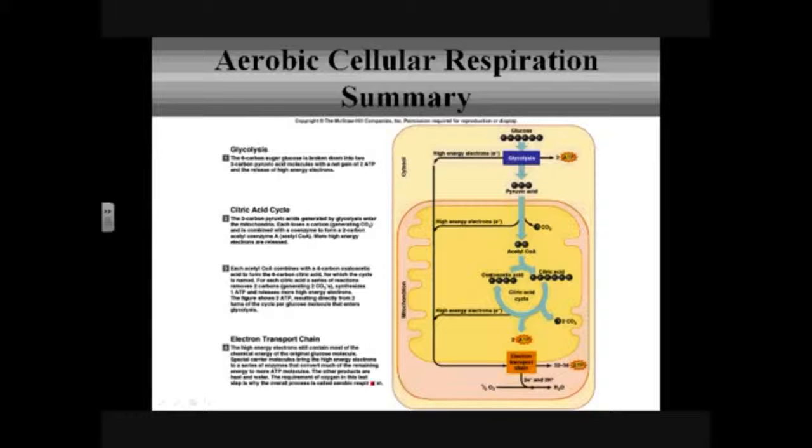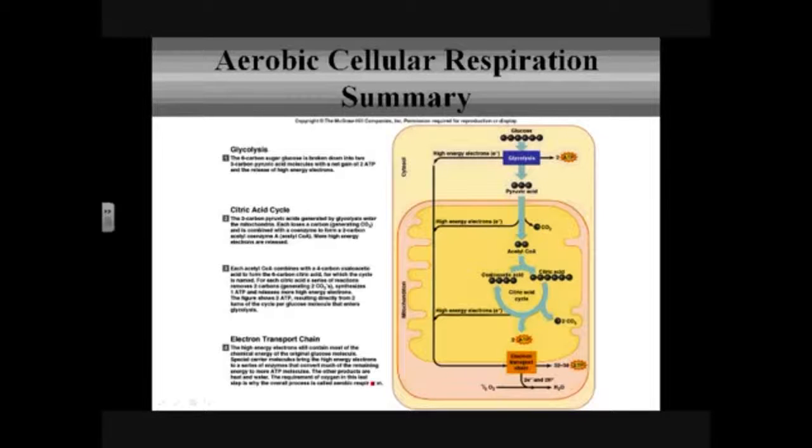It says, glycolysis, the 6-carbon sugar glucose is broken down into 2 3-carbon pyruvic acid molecules with a net gain of 2 ATP and the release of high-energy electrons. Citric acid cycle, the 3-carbon pyruvic acids generated by glycolysis enter the mitochondria. Each loses a carbon, generating CO2, and is combined with a coenzyme to form a 2-carbon acetyl coenzyme A, or acetyl-CoA. More high-energy electrons are released.